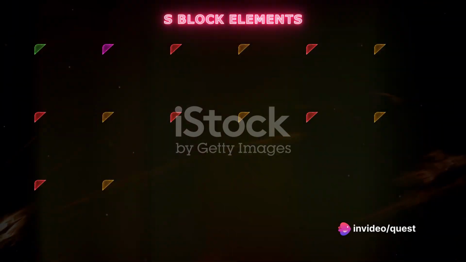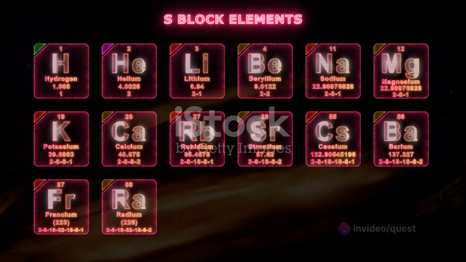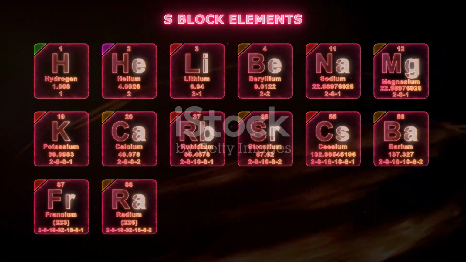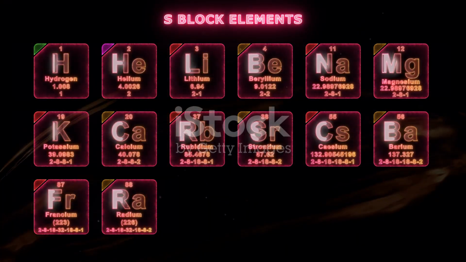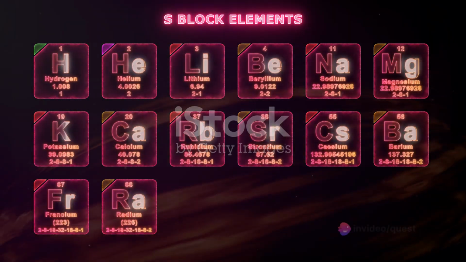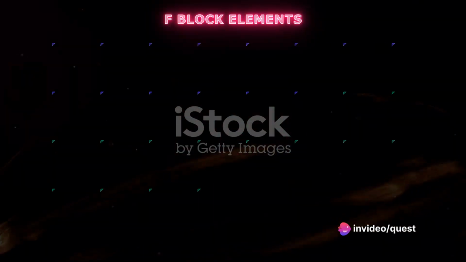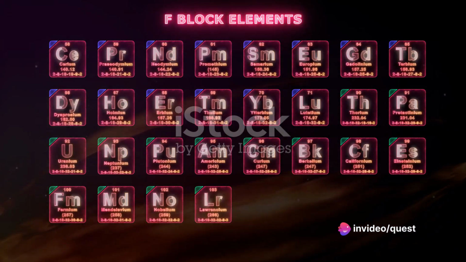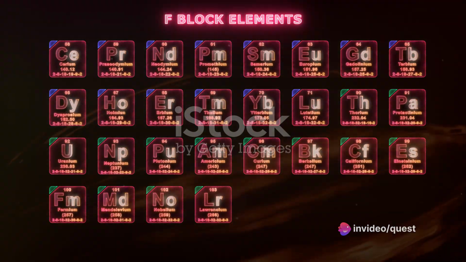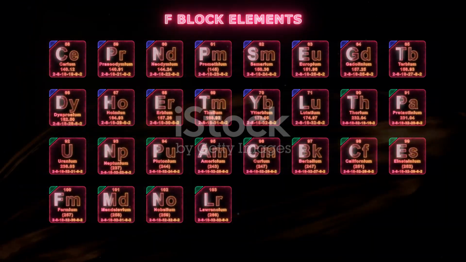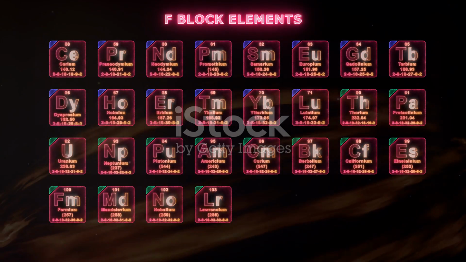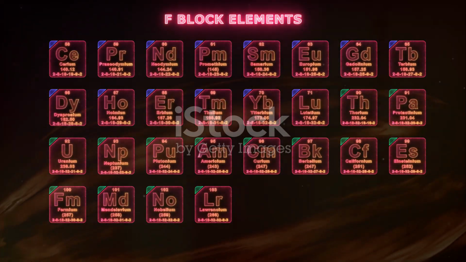But that's not all. The periodic table is also divided into blocks. The S block, P block, D block, and F block, to be precise. These blocks represent the different regions in an atom where the electrons reside. The S block and P block elements are the main group elements. The D block consists of the transition metals, and the F block houses the inner transition metals.